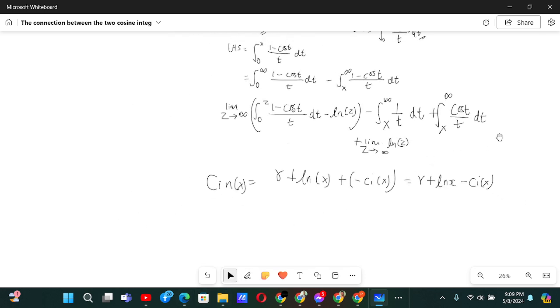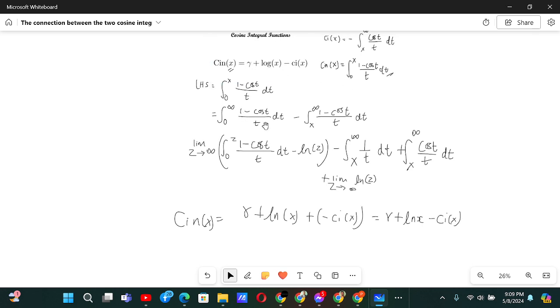Talking about the flow, we just began with the Cin function and made some integral changes using the properties of integrals, and then added and subtracted ln of g where g goes to infinity, and that's the entire problem. So that was it.